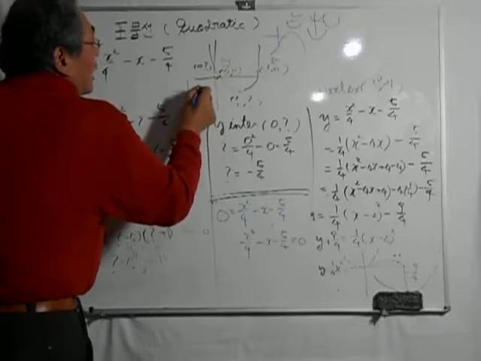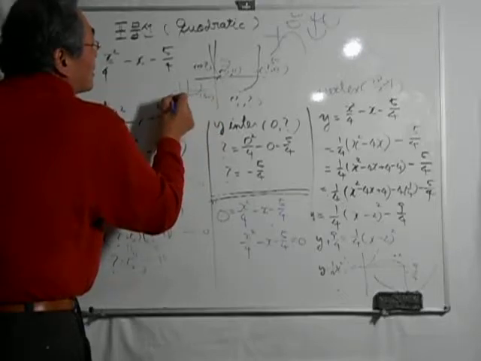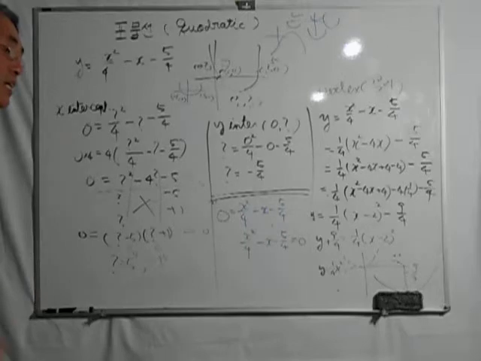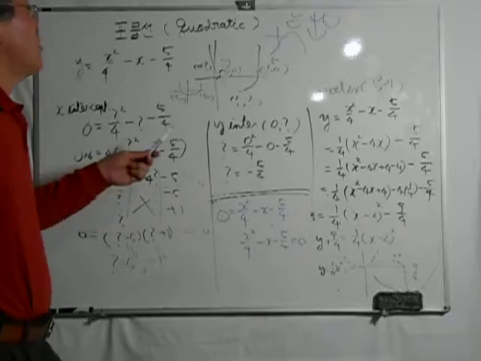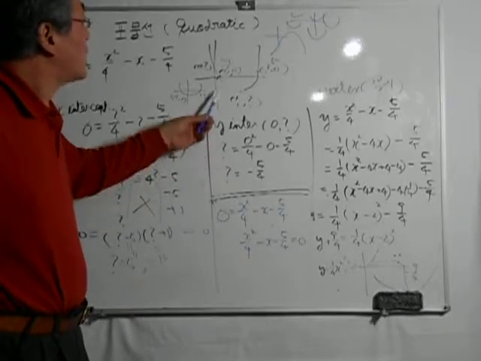So I draw this way. 5, 0. Minus 1, 0. This is correct. Anyway, our guess is wrong, so we're gonna readjust it. Now, how about this one? Y-intercept.